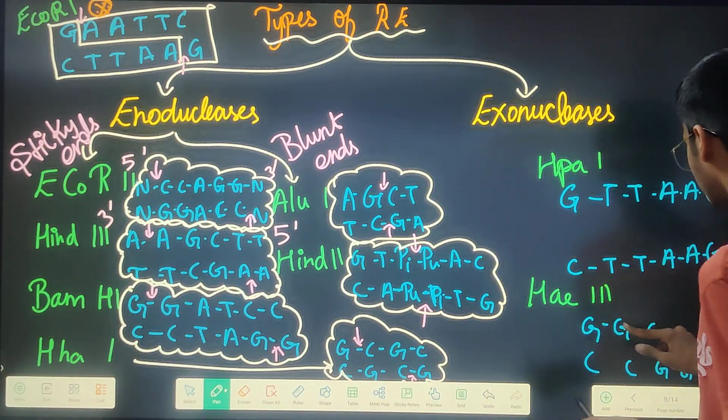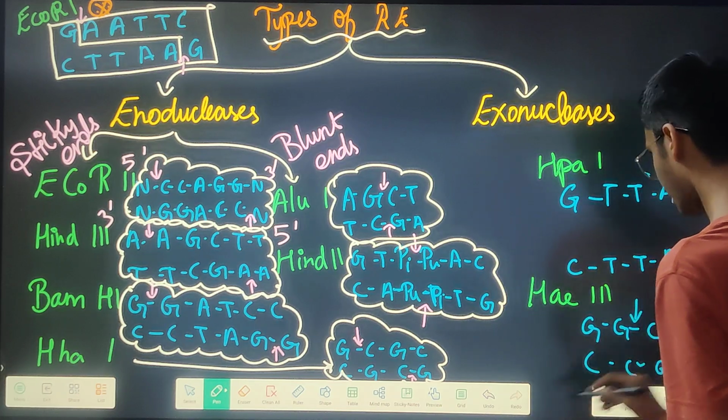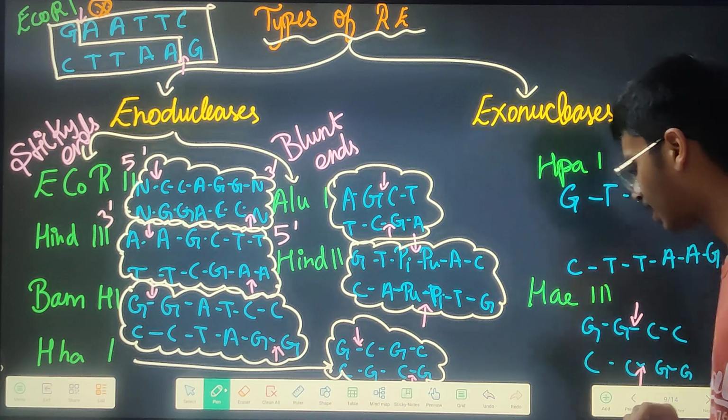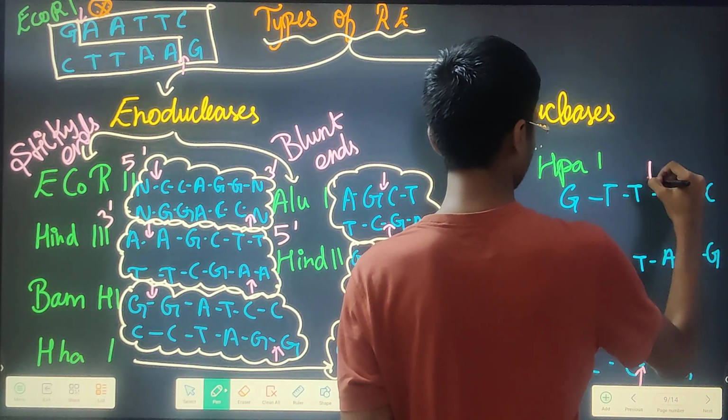Here you will be having only blunt ends. Exactly here it will be acting, here it will be acting, and here it will be acting. Then for here it will be acting exactly TA. Okay, T.